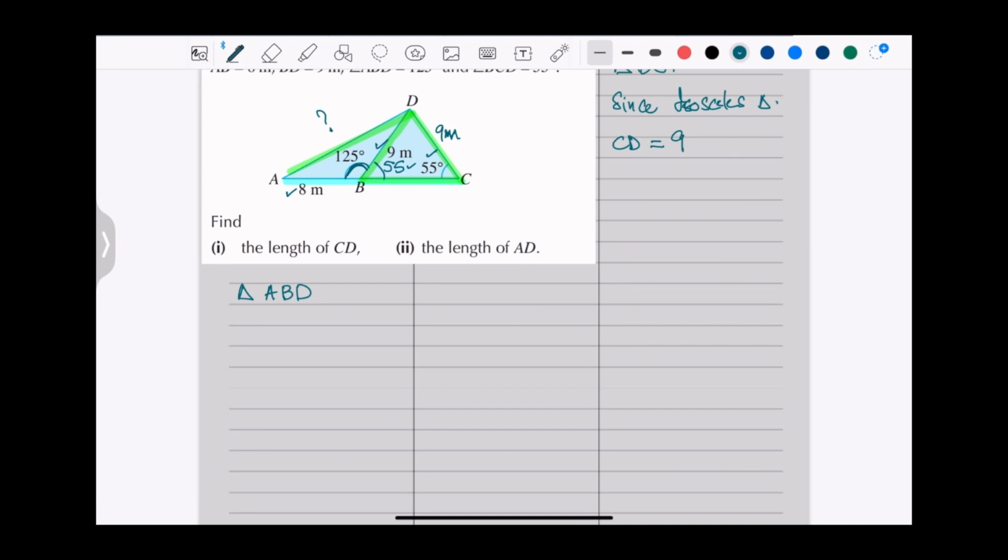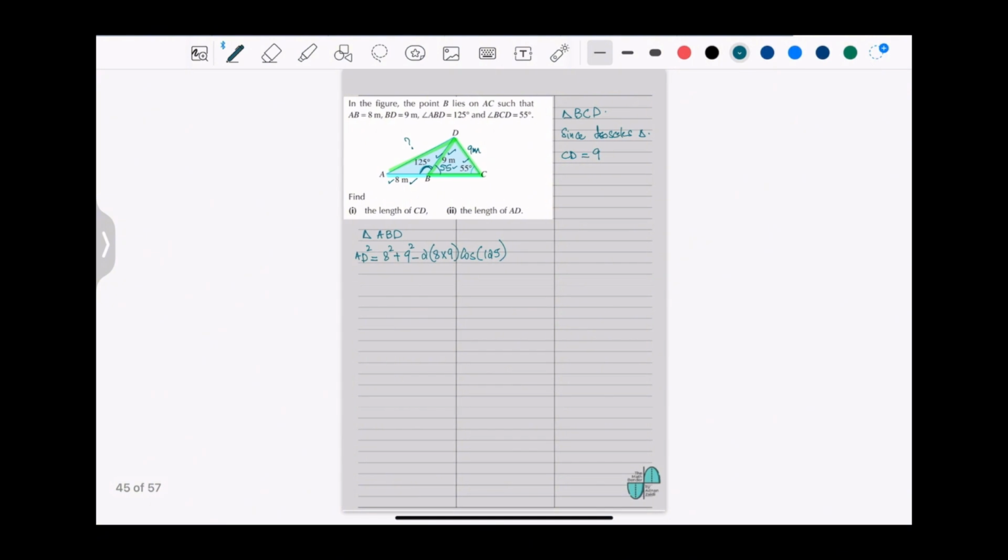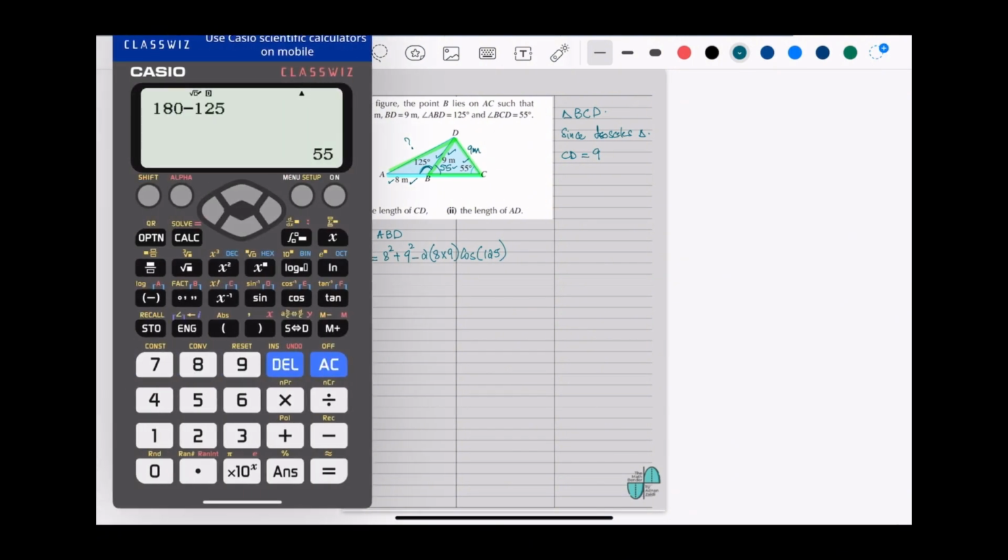So what I could do is write AD squared is equal to the sum of the squares of the two other sides. So 8 squared plus 9 squared, I added this side and this side, minus 2 times 8 times 9 cos of 125. Rather than splitting and solving it, we straight away apply the whole thing in the calculator.